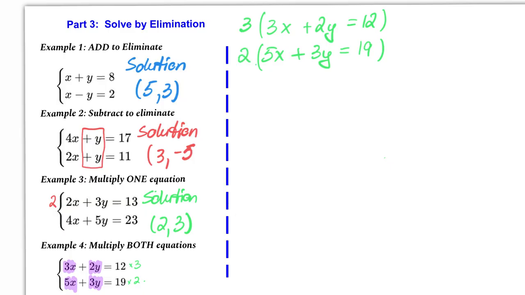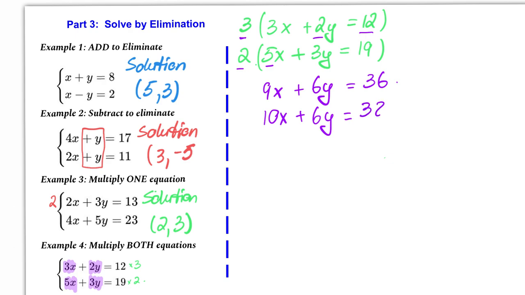Let's start with the first one. When I say we're going to multiply by 3, that means each term will be multiplied by 3. So 3 times 3x will equal 9x. 3 times 2y will be 6y. And then 3 times 12 will be 36. All right, that's the first one. Now the second: 2 times 5x will be 10x. 2 times 3y will be 6y. And 2 times 19 will be 38.